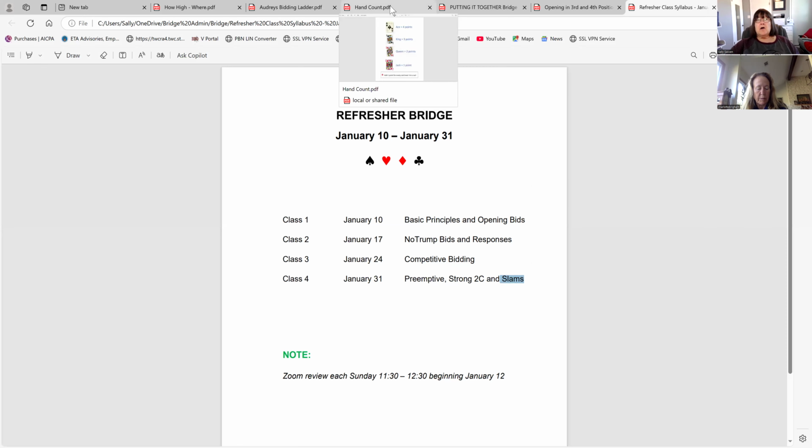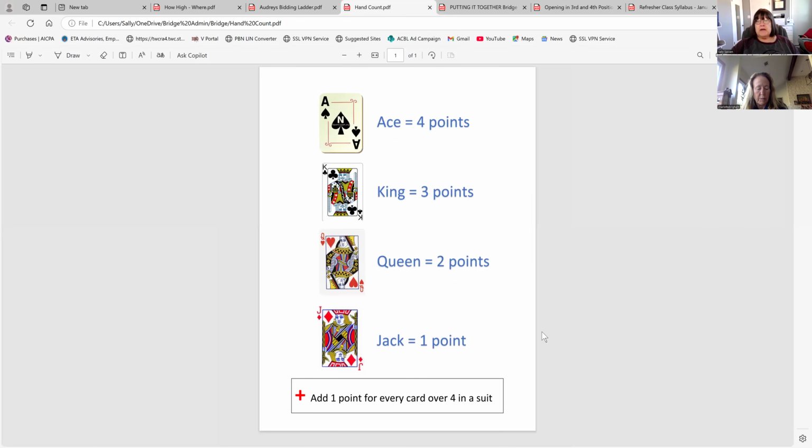All right, so the first thing we covered in class, and you all are supposed to know this, but just to make sure we're all on the same page, is how we handle the hand evaluation for the opening bid. How we agree, all of us, on what our hands are worth.